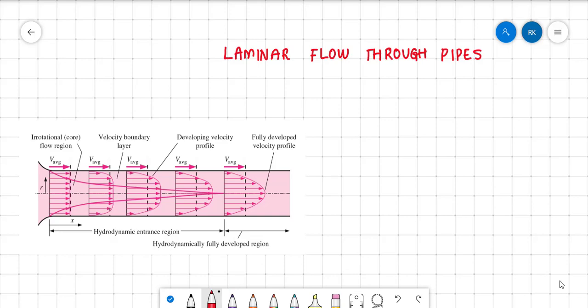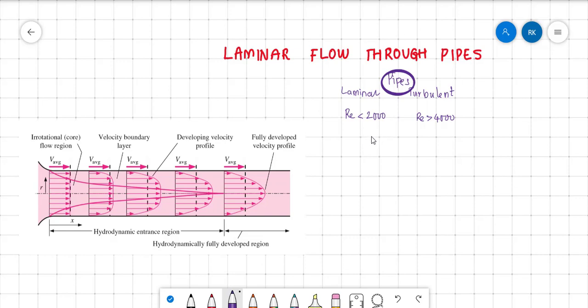Let us see about laminar flow through pipes in this video. First, we need to differentiate between laminar flow and turbulent flow. We have seen that to describe laminar or turbulent flow, we need the Reynolds number. If the Reynolds number is less than 2000, that is called laminar flow. If the Reynolds number is more than 4000, it is called turbulent flow. This is for flow through pipes, where these Reynolds number values are valid for laminar and turbulent flow.